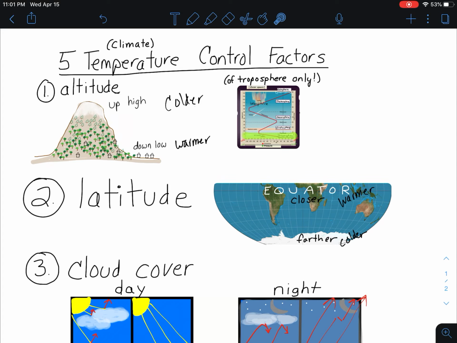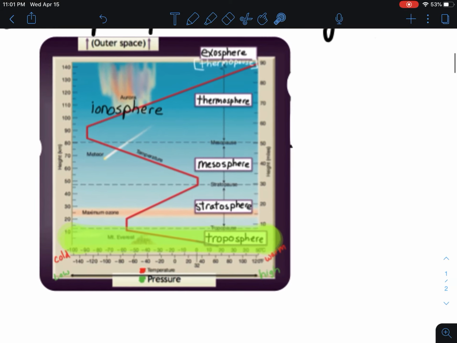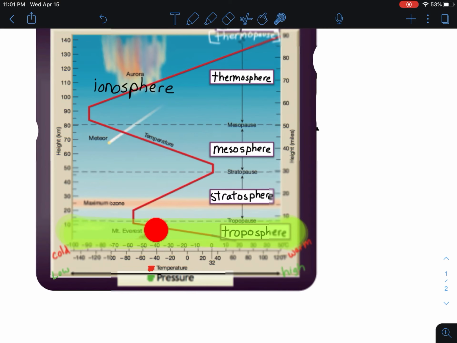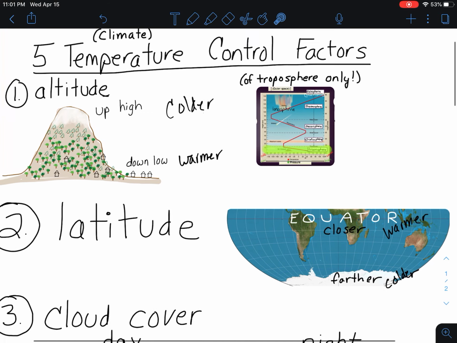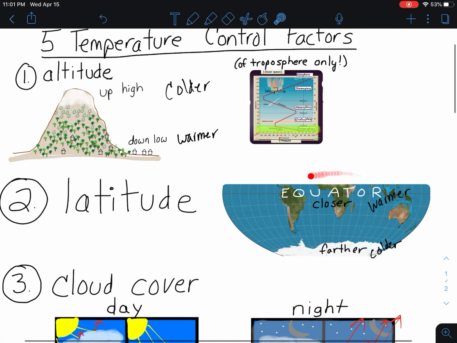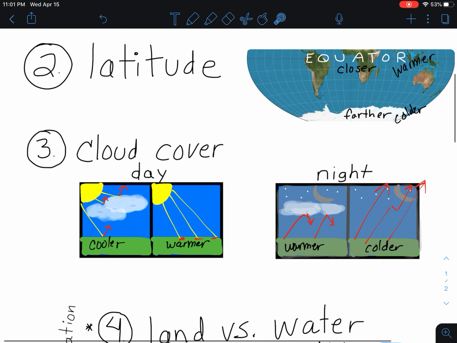Other temperature control, so climate control factors. Something that is at a high altitude will be cooler, lower altitude area will be warmer. That is only true of the bottom layer of Earth's atmosphere, which includes up to Mount Everest. So even the highest peak a human might be standing on is still subject to this rule, whereby higher up is colder, lower down is warmer. Latitude is also a climate factor because closer to the equator, it is warmer because there is more sunshine, and throughout a year farther from the equator, colder.